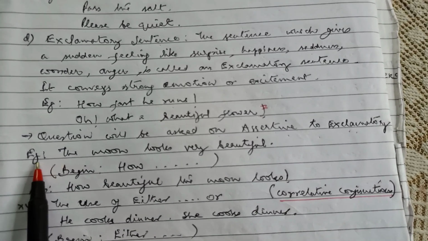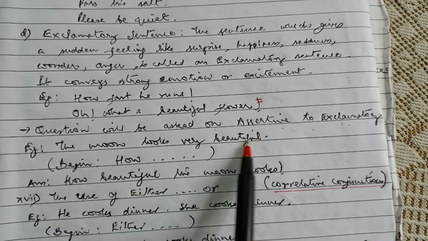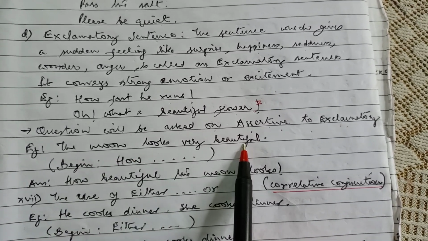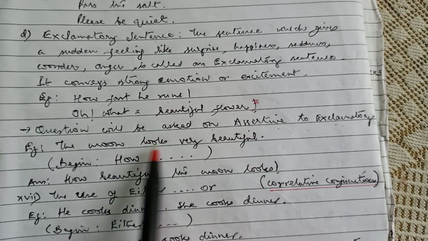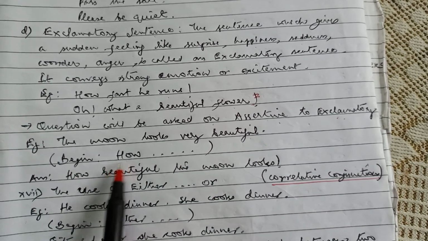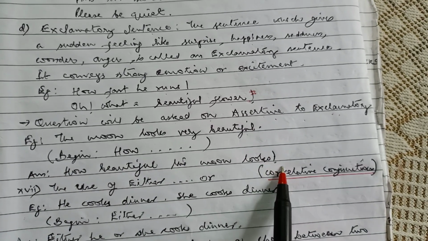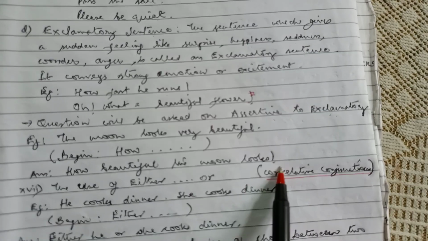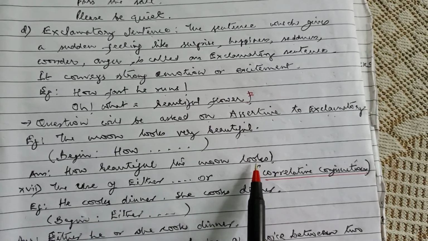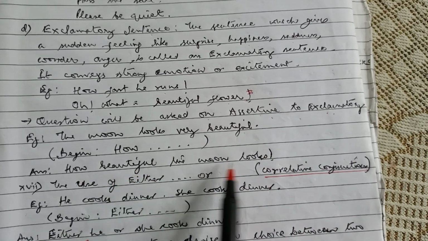So see the example: the moon looks very beautiful, right? This is an assertive sentence because this is stating the fact, stating the truth. The moon looks very beautiful. Now begin with how. Now see: how beautiful the moon looks, exclamation mark. This is an exclamatory sentence, so we have changed an assertive sentence into an exclamatory one. This is the test, right? How beautiful the moon looks.